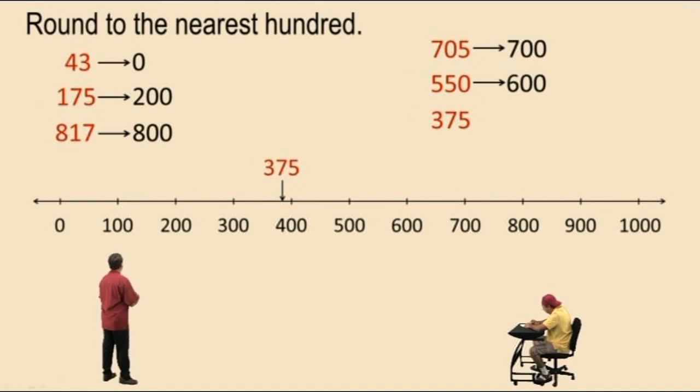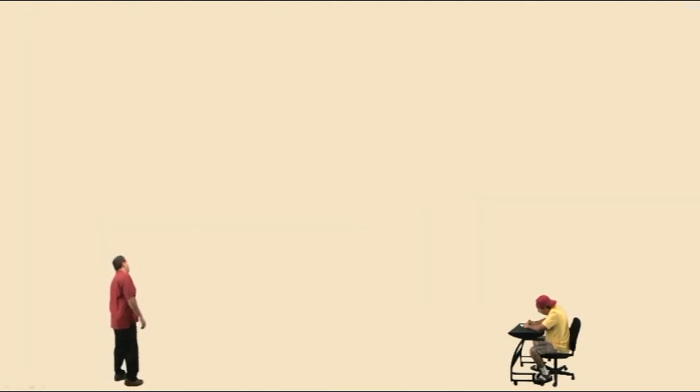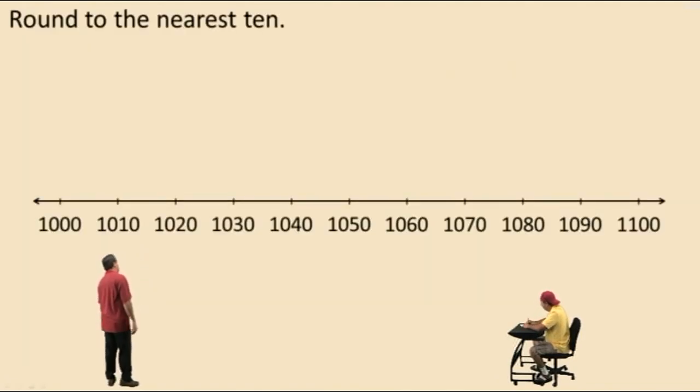375 is between 300 and 400, but it's closer to the 400. So 375 rounds to 400. All right, now round to the nearest 10. Okay, here's some larger numbers.